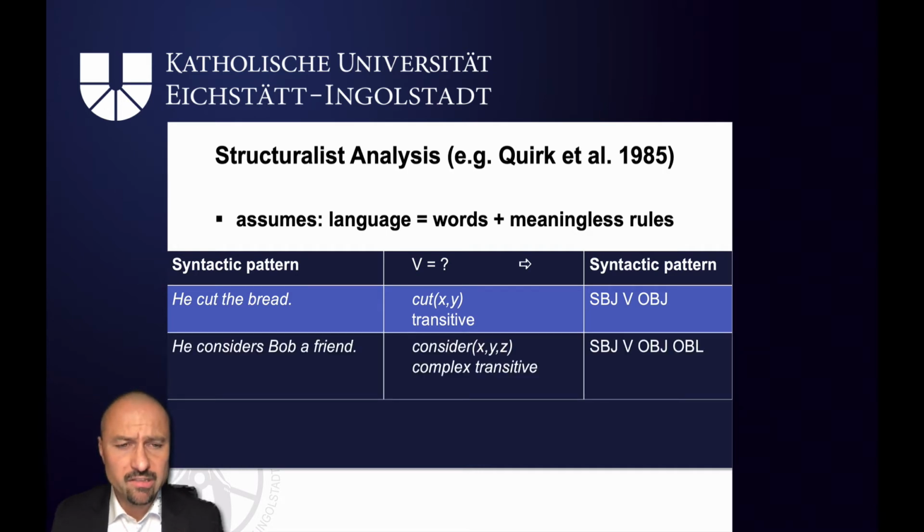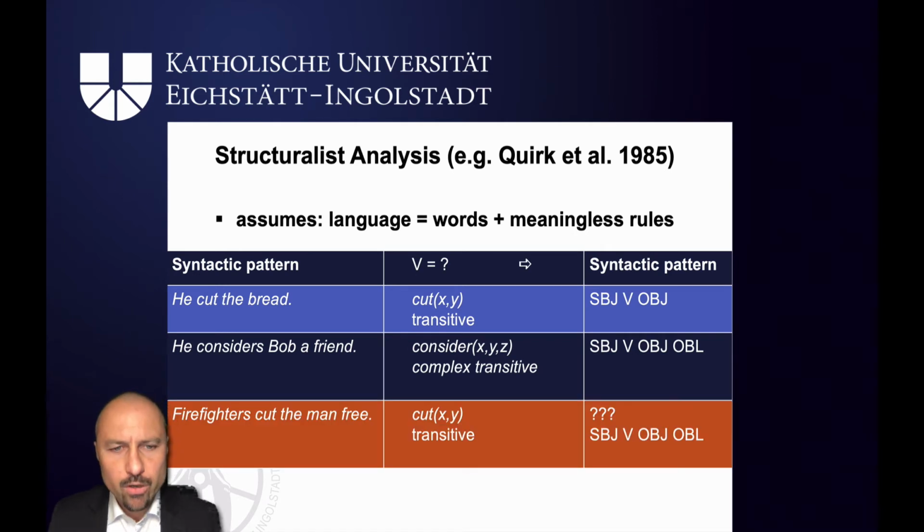In contrast to this, considers, he considers Bob a friend, is a trivalent verb. It's a complex transitive verb that is associated with a pattern subject, verb, object and oblique. So he is the subject, Bob is the object, a friend is the oblique, or sometimes also called object complement. But what about firefighters cut the man free? An example that we've already come across.